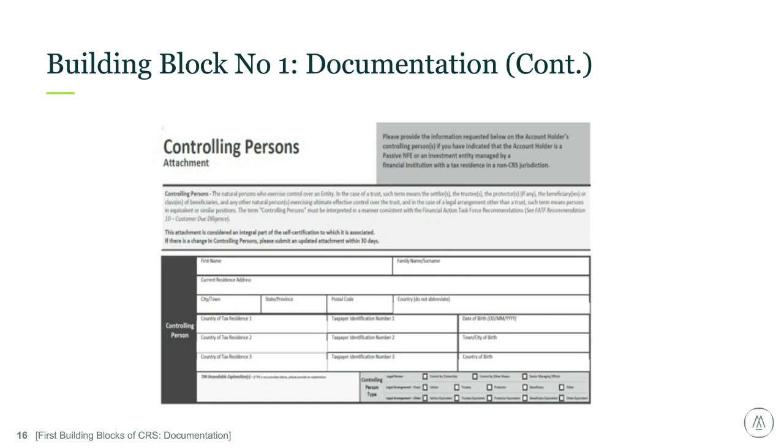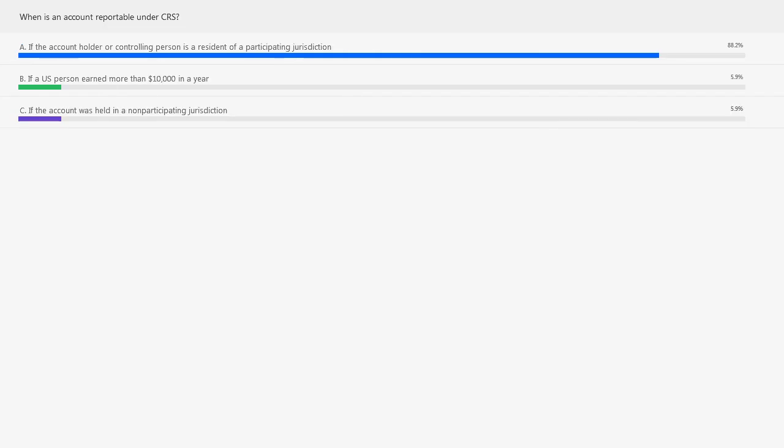Let's go ahead and take a look at the results. Jill, back to you. All right. So yeah, the majority of you have gotten this correct. If you have an account holder or controlling person that is a resident of a participating jurisdiction, that will generally be a reportable account under CRS. The U.S. person one, come on, that's way off. Also, if there's an account in a non-participating jurisdiction, they would not be participating in the CRS reporting.